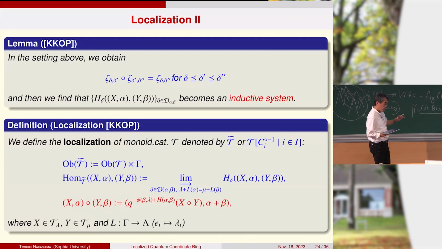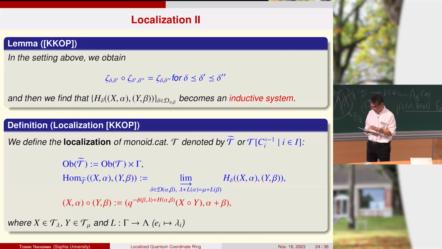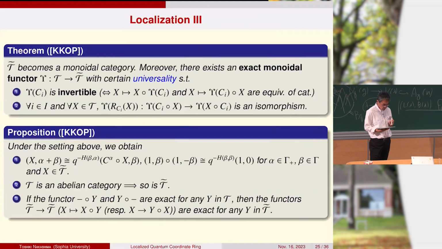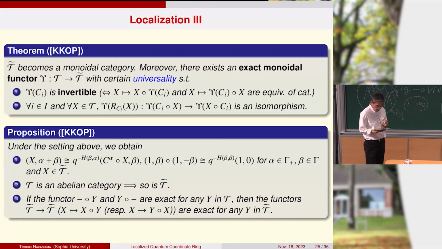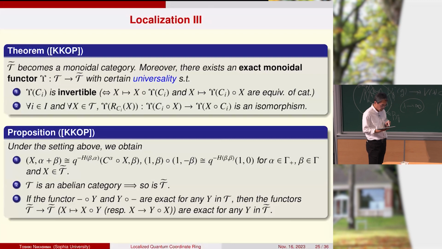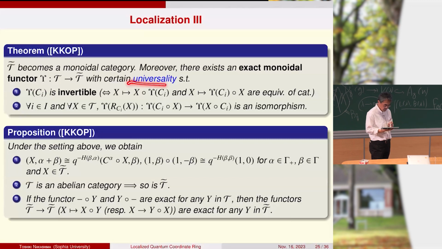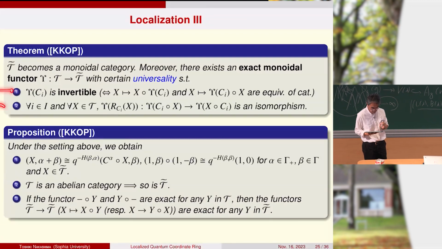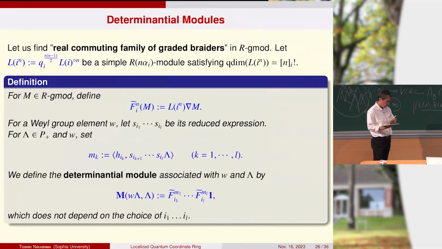Okay. So it's like usual fractions. Product of fractions is like that. Then Kashiwara and his collaborators show that T tilde becomes a monoidal category. And moreover, there exists an exact monoidal functor upsilon from T to T tilde, with certain universality, but I omit it. Anyway, this has some good properties. Anyway, I don't have so much time, sorry.